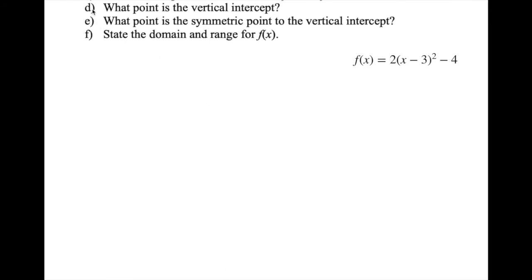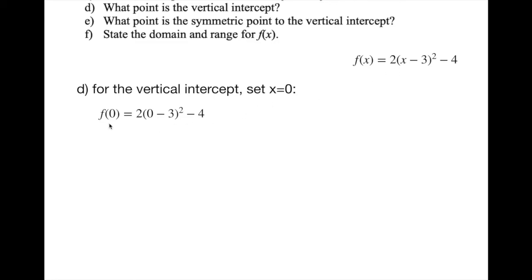So here are the DEF parts. I put the function here, so we can look at that. For the vertical intercept, what is the point? For the vertical intercept, the x coordinate is 0. So we will set x equal to 0 and plug into your function. So f of 0 will be 2 times 0 minus 3 together squared, minus 4.